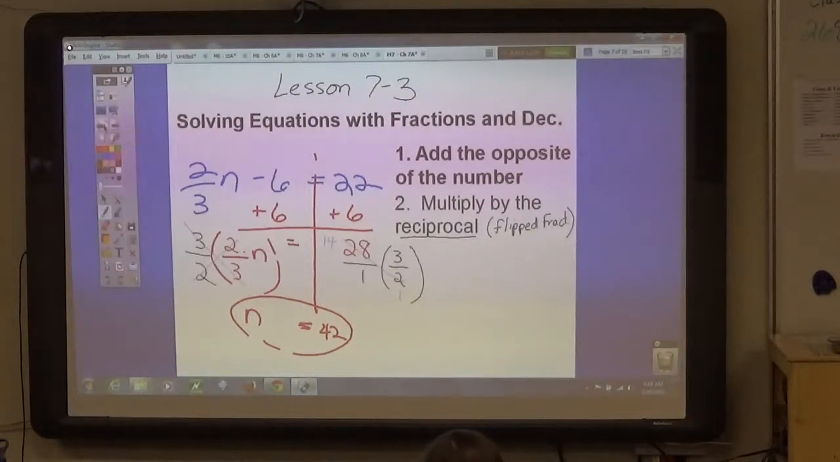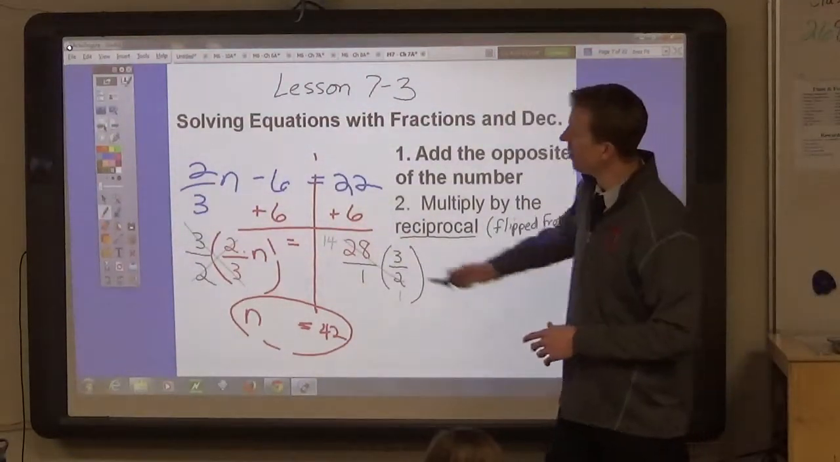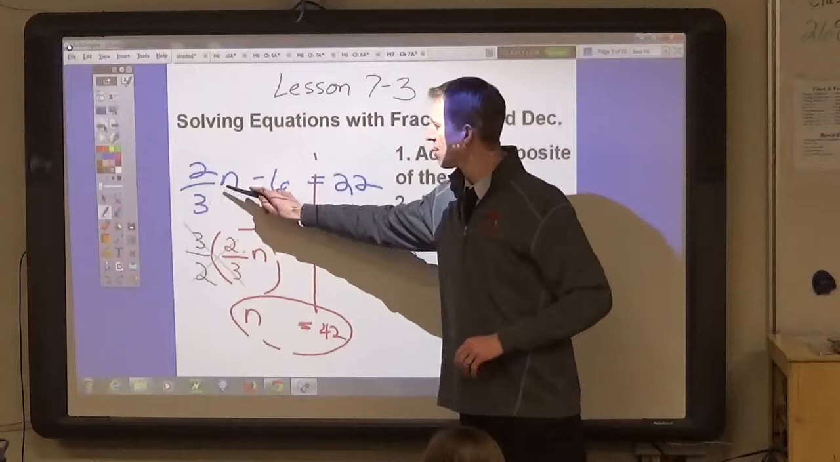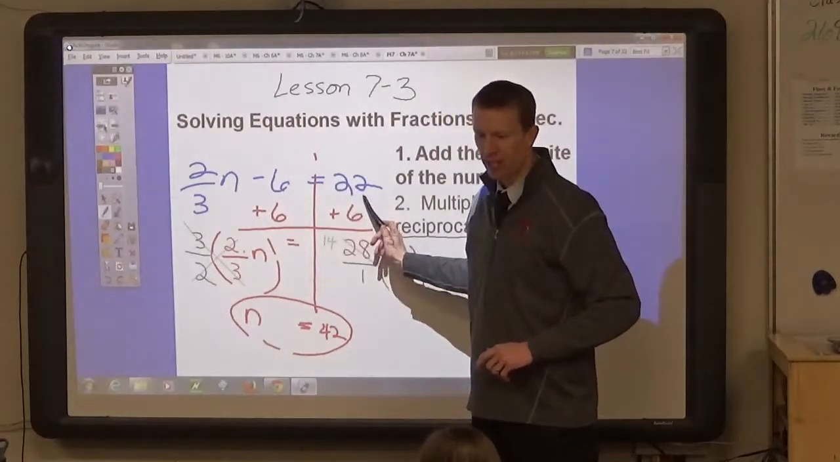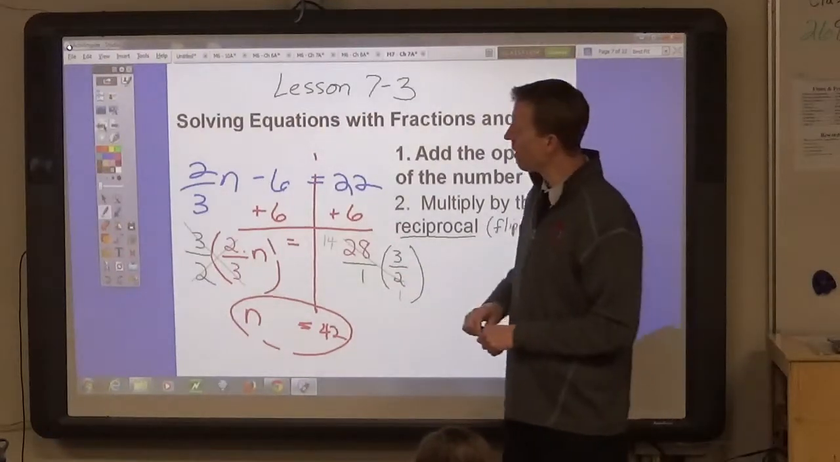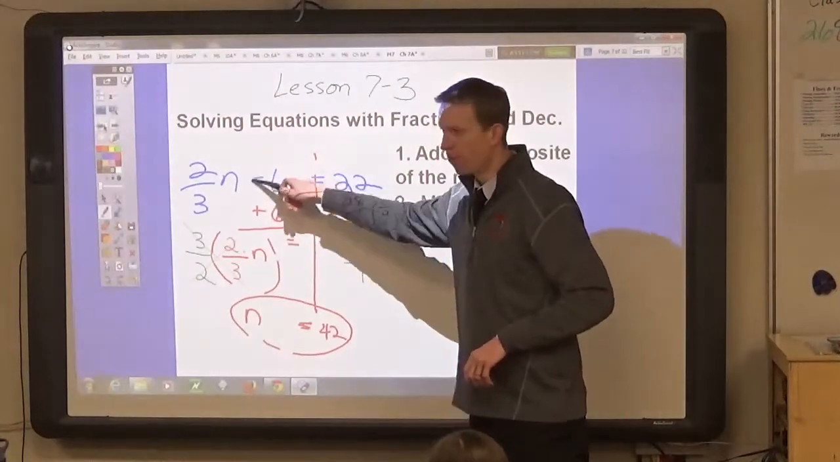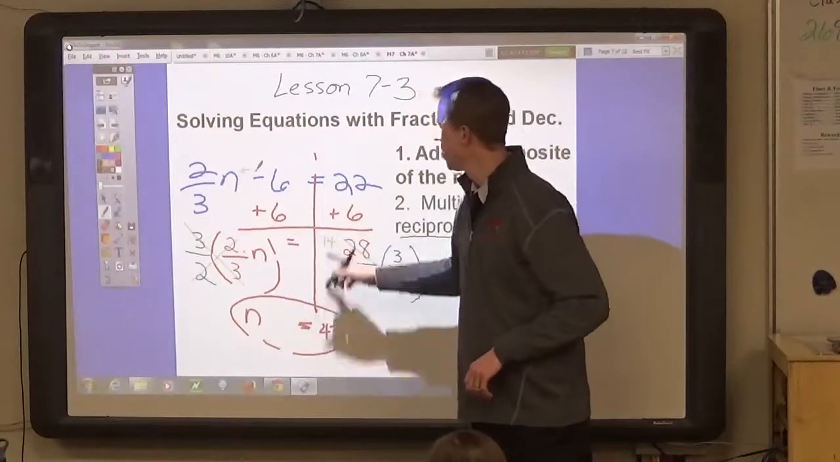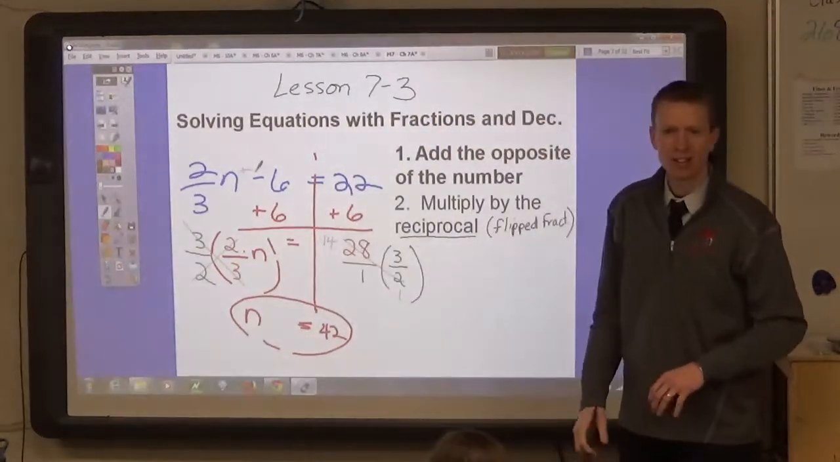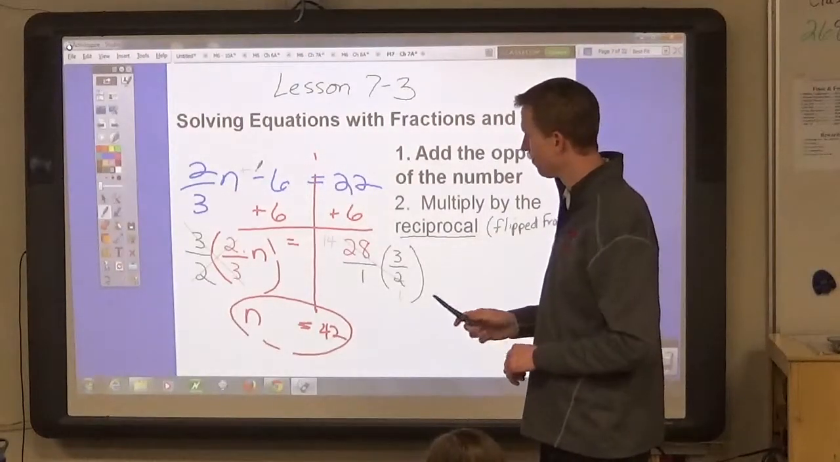Seventh graders, lesson 7.3 is about solving equations with fractions and decimals in them. Alright, piece of cake. Look at this one: 2/3 times n minus 6 equals 22. Okay? So we've got the same kind of form we had before. We've got a variable term, a number plus -6 here, and a number on the other side. We don't have any like terms to combine, so we can just go right to solving it.